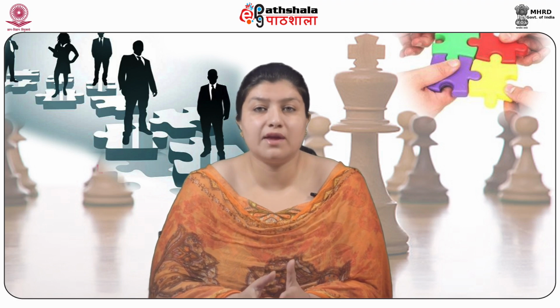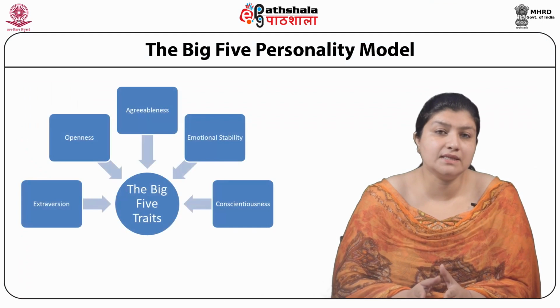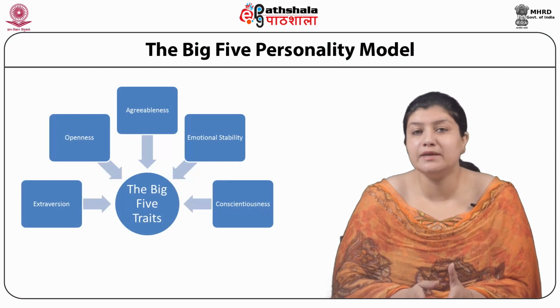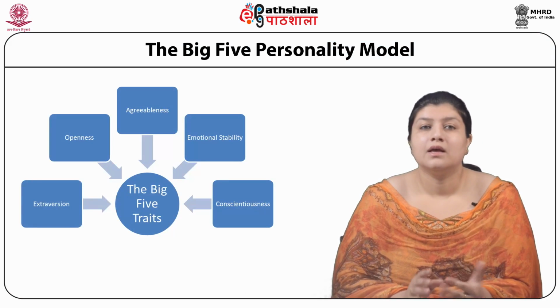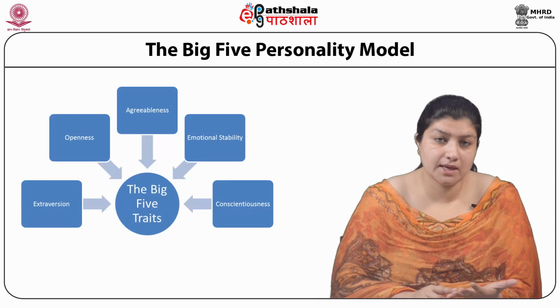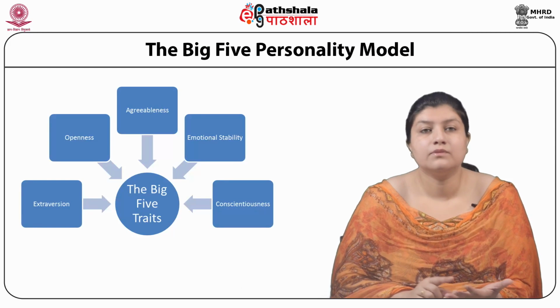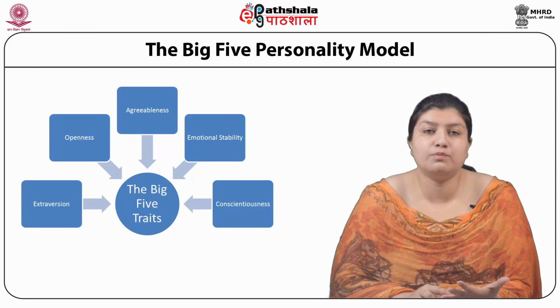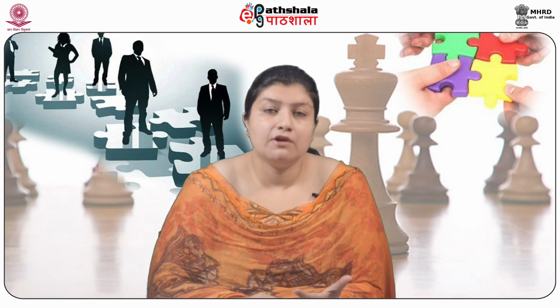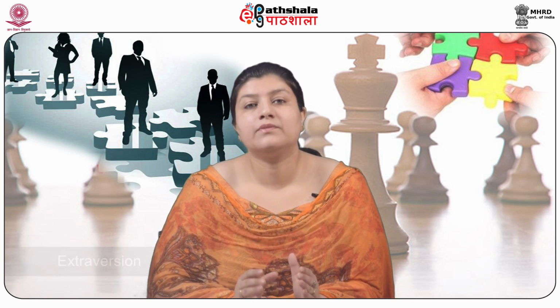The Big Five personality model. The Big Five model of personality is a framework which provides us five basic dimensions of personality: extraversion, agreeableness, emotional stability, conscientiousness, and openness to experience. We can use this model to assess an individual's personality on these five dimensions. Firstly, we will discuss extraversion.